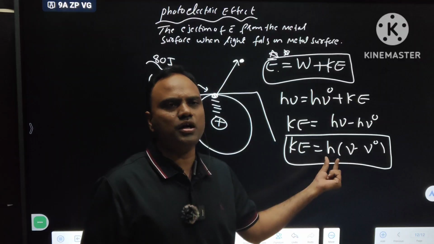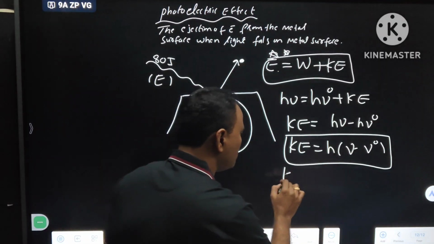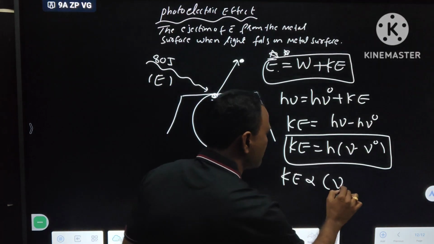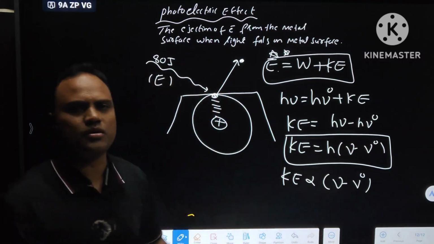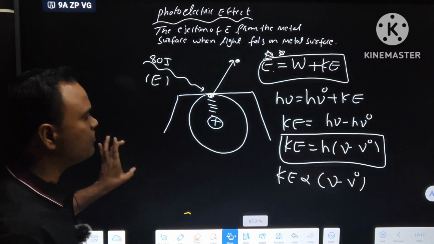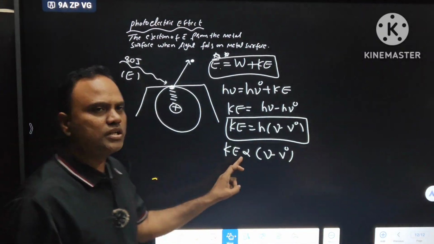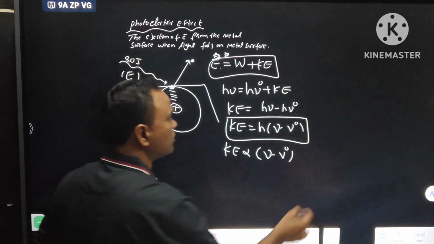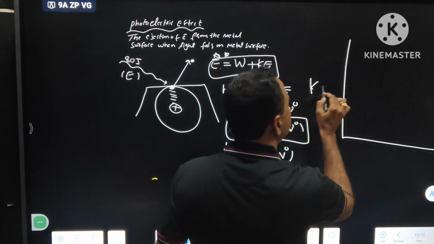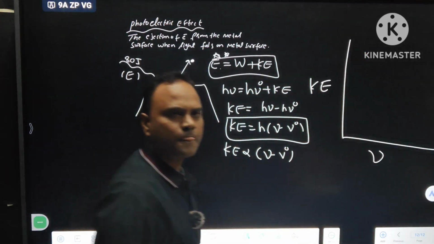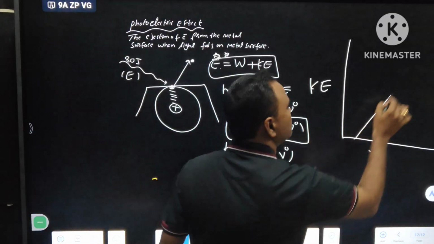This H is constant or not? Yes, constant. So if we remove the constant, kinetic energy is directly proportional to the frequency term. Kinetic energy of the ejected electron is depending upon what? Tell me. Kinetic energy of the ejected electron is depending upon frequency.